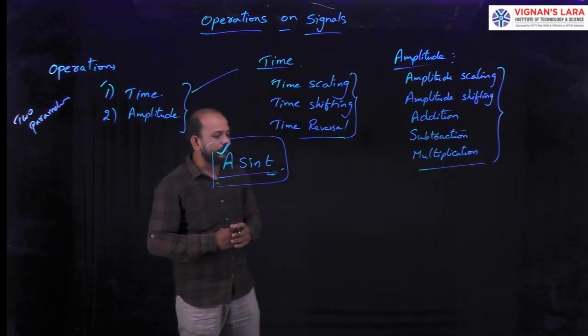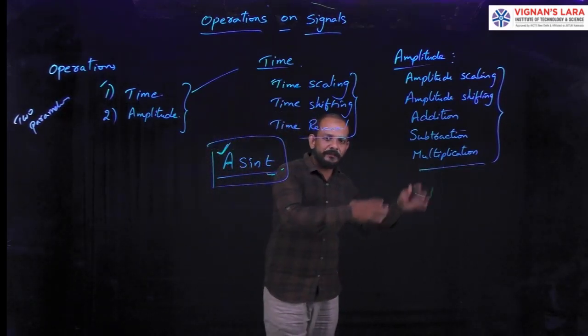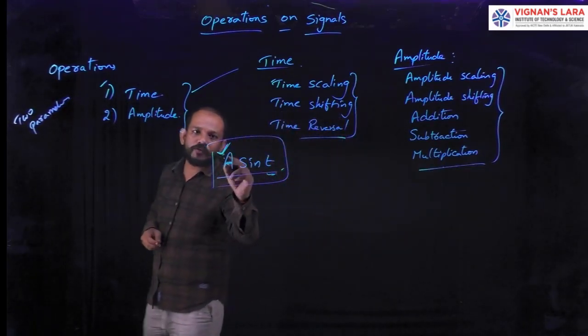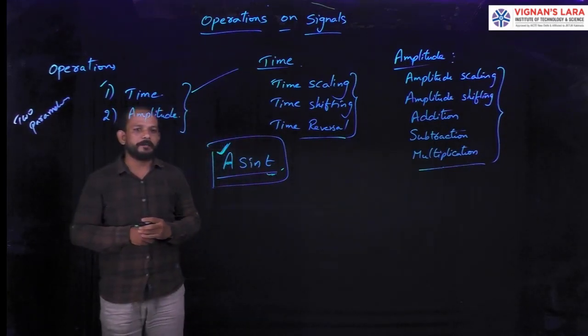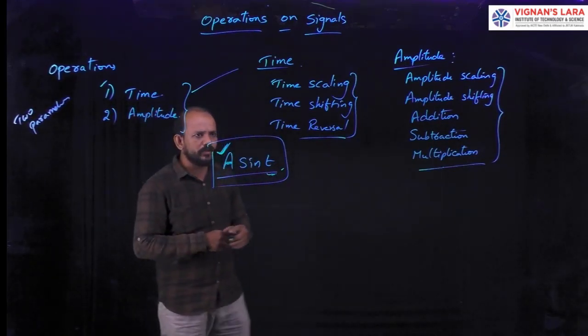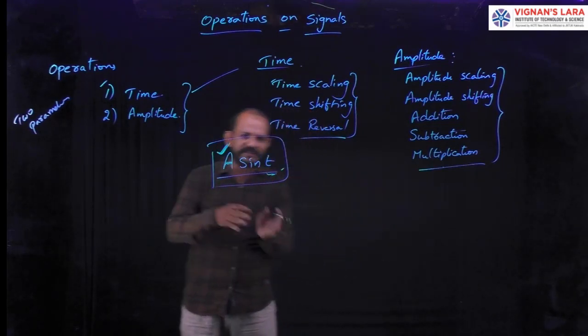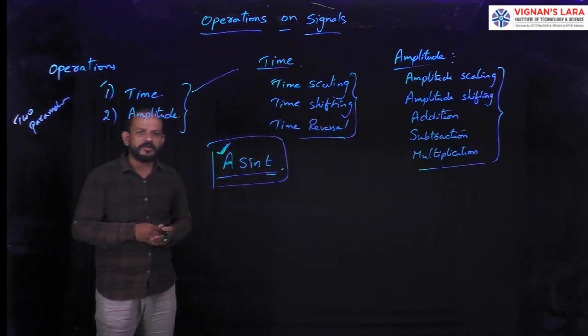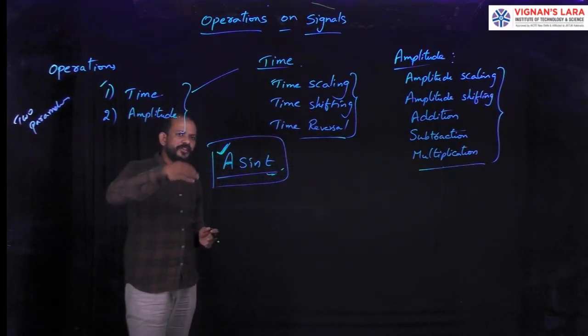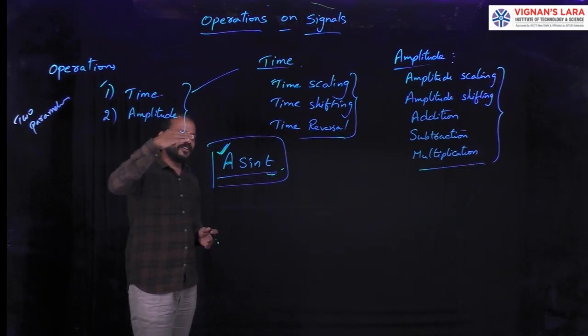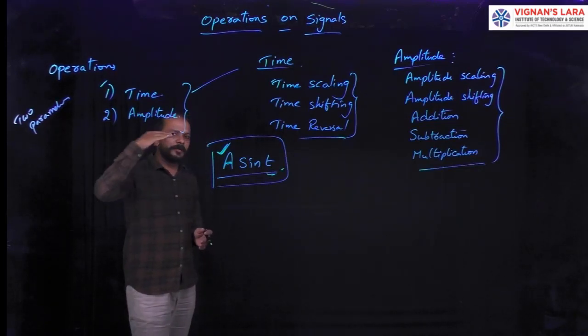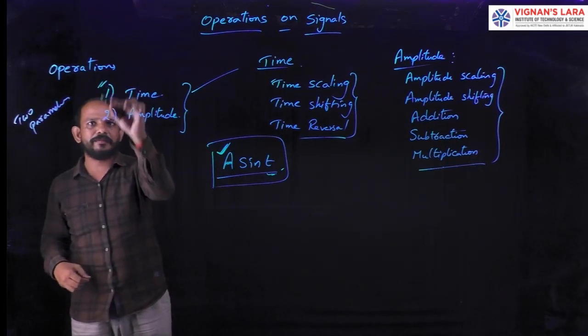If we want to perform the operation with respect to time, then there will be no change in the parameter of amplitude. Okay, so this is a basic thing regarding the operations on signals. While you're going for the operations on the signals, in general, the operations on the signals are dependent on two parameters, that is time and amplitude.